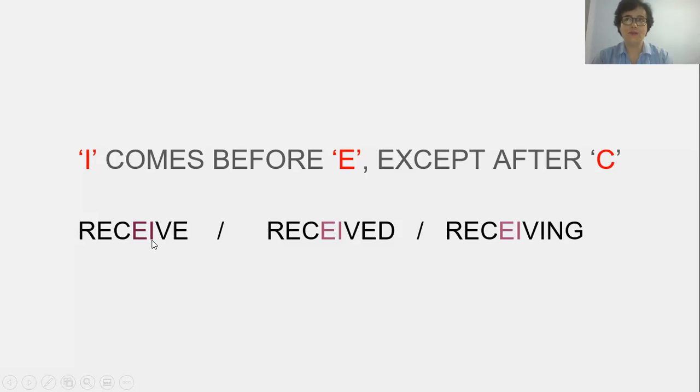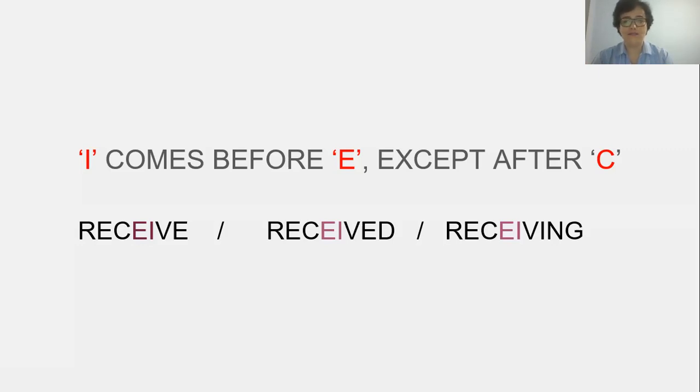So if you see the word receive and you are confused about how to spell it, you just have to remember the rule. I comes before E except after C. Then you have to think, does the word receive have a C there just before the I and E? And if you can remember that it has a C, which you will, of course, then you will know that it is not IE that comes after C, but EI.